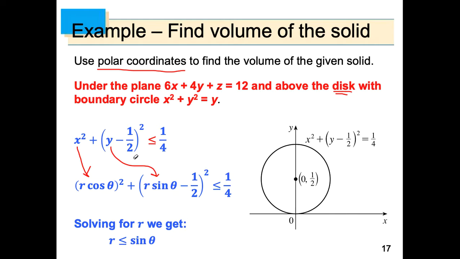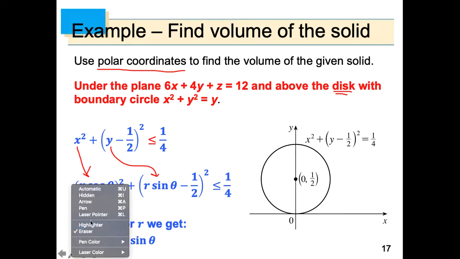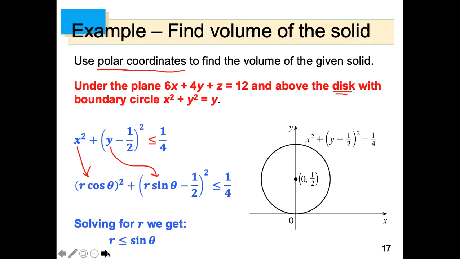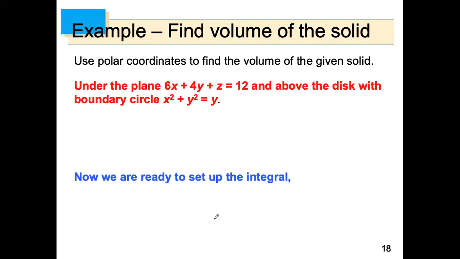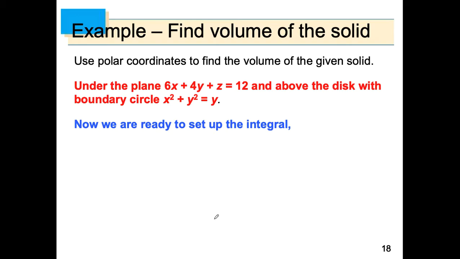So basically, stating that x squared plus the quantity y minus 1/2 squared is less than or equal to 1/4 is the same exact thing as simply saying r is less than or equal to sine of theta. Now, to me, this is a much simpler looking curve to deal with, especially with polar coordinates. So I think we're now ready to set up our integral.